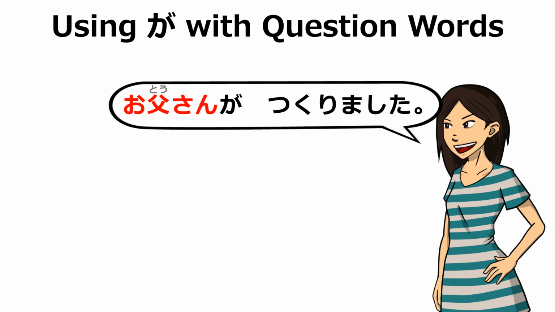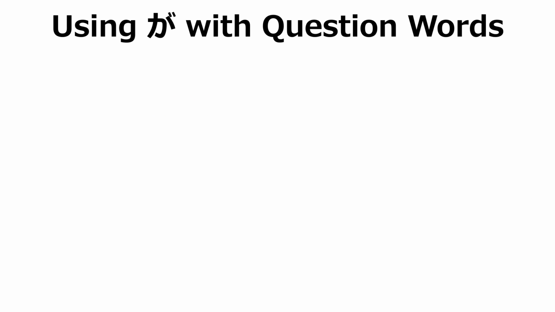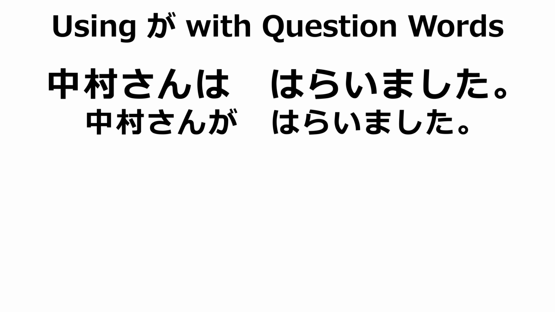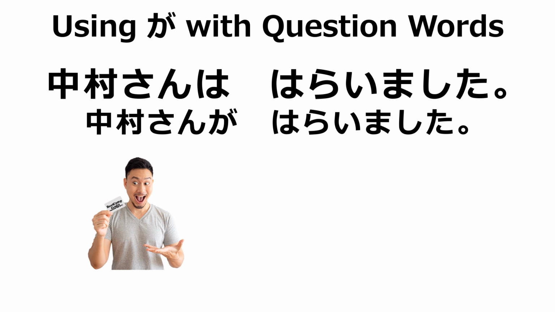Let's take a look at these two sentences. 中村さんは払いました。中村さんが払いました。 Both of these sentences are correct, but they have slightly different meanings. The first sentence, which uses the wa particle, mentions a doer of the action, the extremely excited Nakamura-san. There may be other people that did this action, though. We just want to mention one of the people that did it.